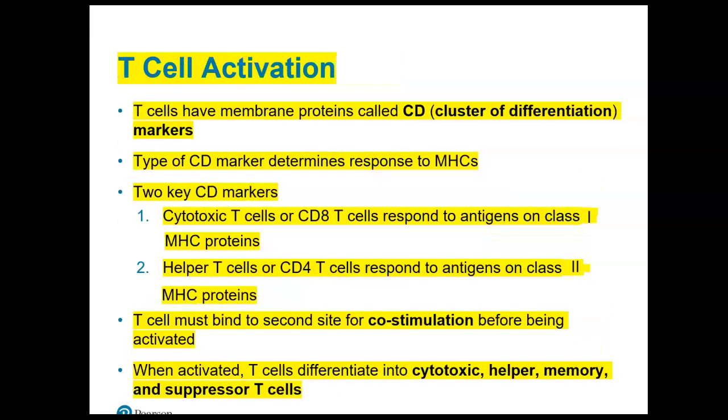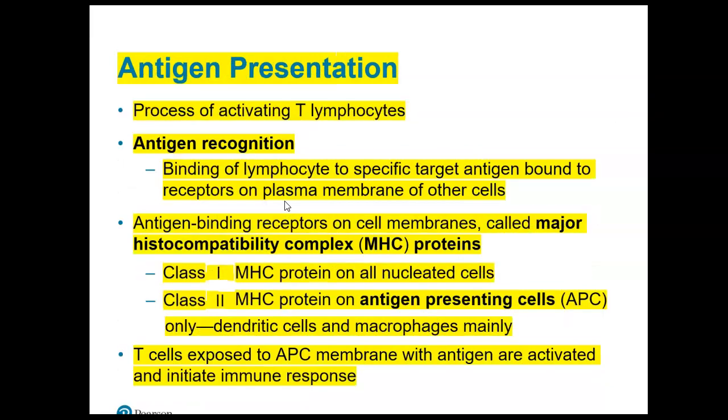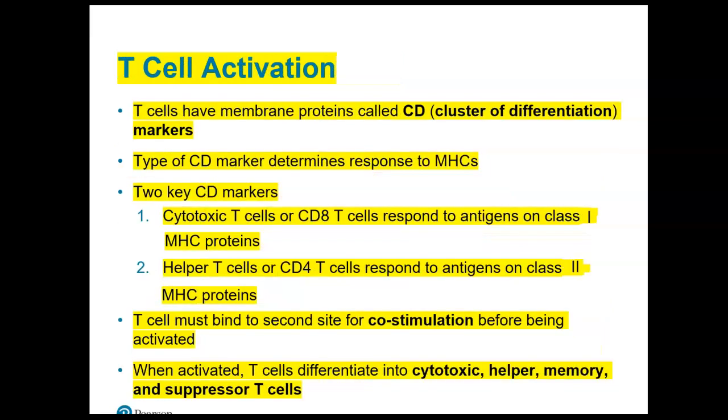I know it sounds really complicated, but basically just remember this. You have class 1 MHC proteins on all cells that have a nucleus. So red blood cells that are fully mature would not contain class 1 MHC proteins because they don't have a nucleus. But then class 2 MHC proteins are on only APCs or antigen presenting cells, which are dendritic cells and macrophages primarily.